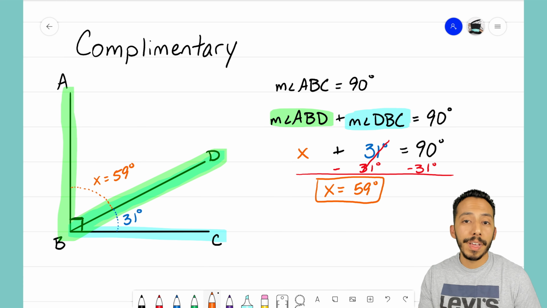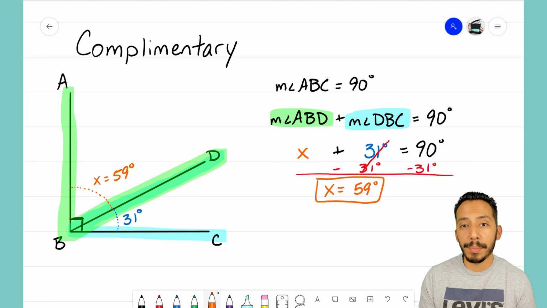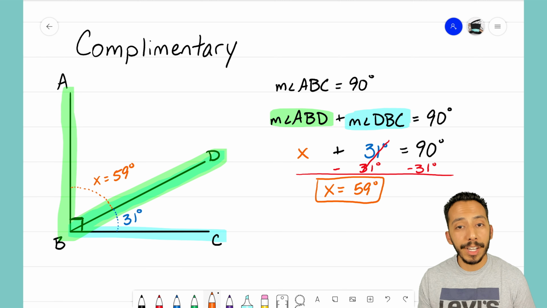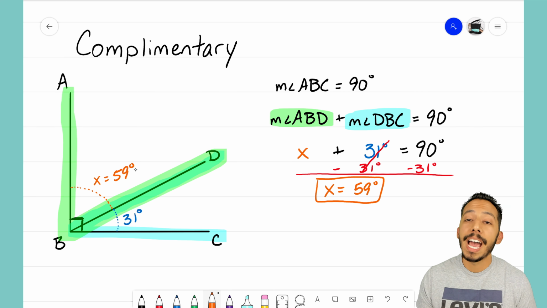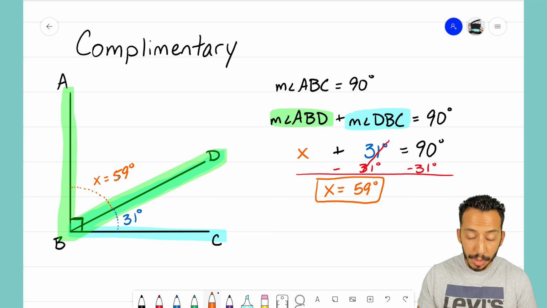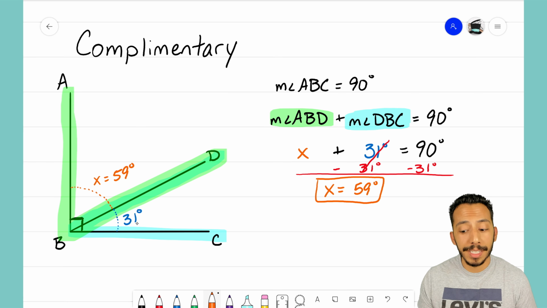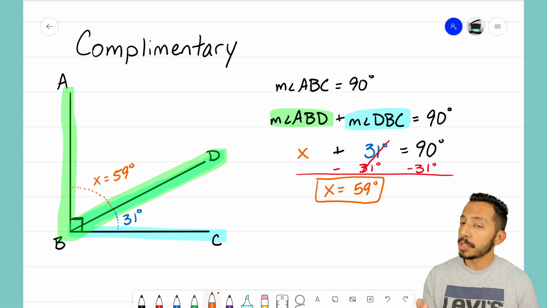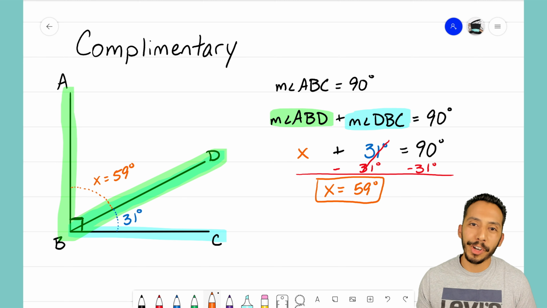That's how you solve this complementary angle problem. I knew one part of the angle was 31 degrees. I knew the other part forming this 90-degree angle would have to add to 31 to make 90 degrees. So set up your equation and then solve for your variable.